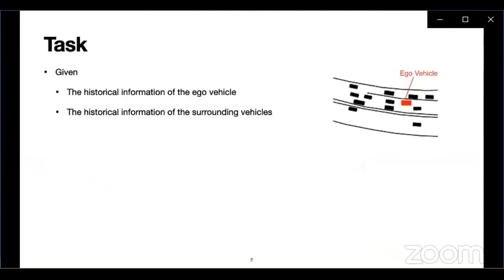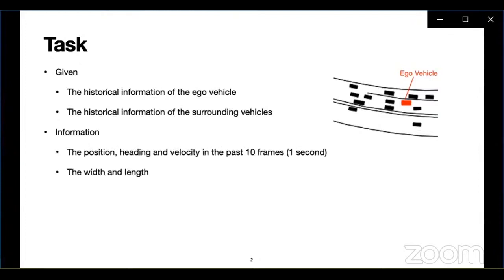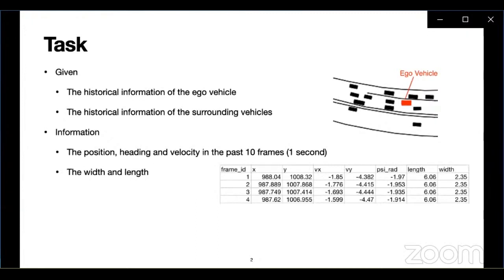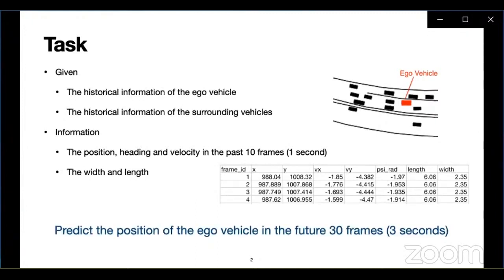This challenge provides the historical information of the Eagle vehicle and the surrounding vehicles. Information includes the position, heading, and velocity in the past 10 frames, and also the width and length of each vehicle. Here is the screenshot of the dataset. Our goal is to predict the position of the Eagle vehicle in the future 30 frames, namely 3 seconds.